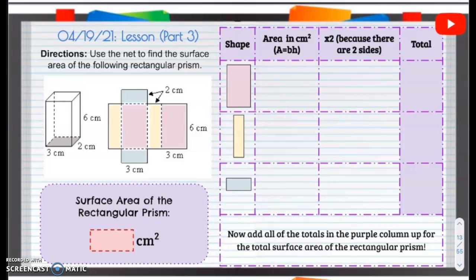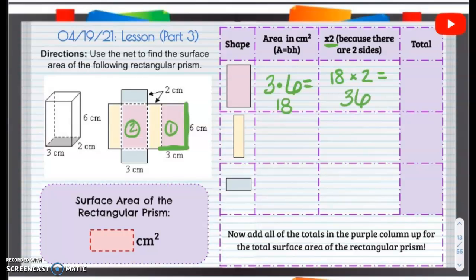So if we take a look here, this rectangle, one of these surfaces, our area is going to be base times height. So our area of our rectangle, we have our base, which is 3, and then our height, which is 6. So we have 3 times 6, which equals 18. Now we're going to multiply it by 2 because there's 2 of them. So we have 1 of them, 2 of them. So 18 times 2 is going to be 36. So our total is going to be 36.